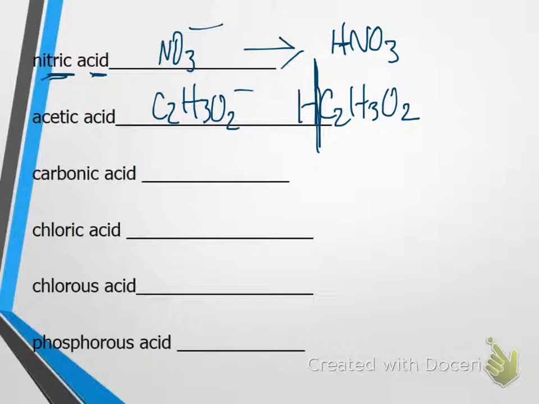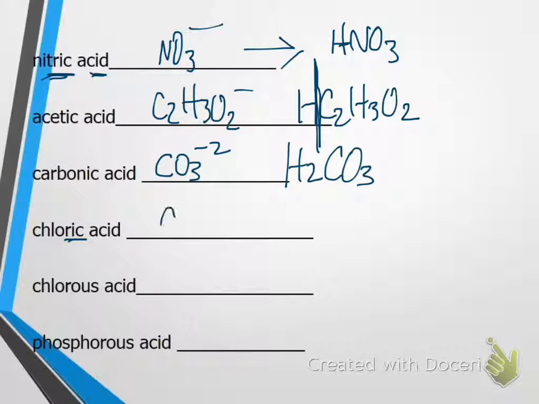Carbonic acid, carbonate, which is CO3 minus 2. So what would it look like? H2CO3. See, I knew y'all would get the hang of this. All right, chloric acid. Chlorate. So find chlorate on your pink sheet. It's ClO3, right? With what charge? -2. No. +2. It's a -3. -1. Oh yeah. But you'd get there eventually.